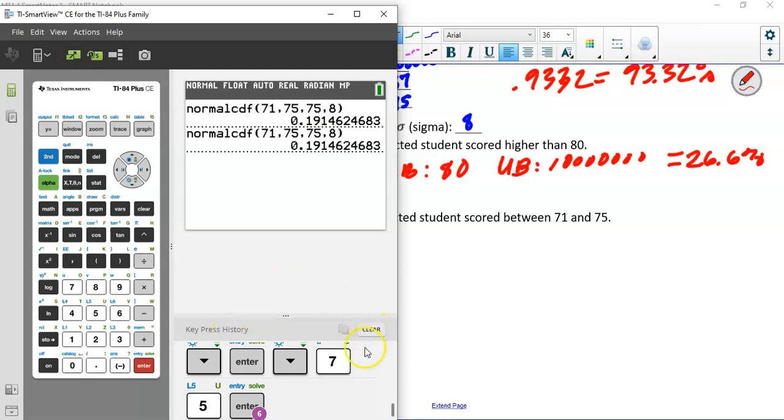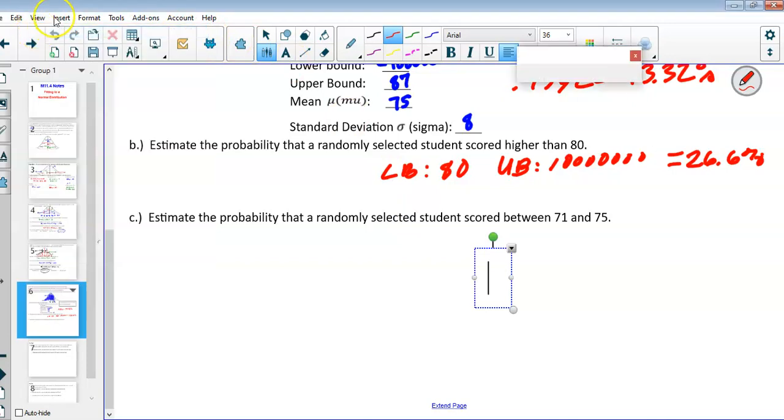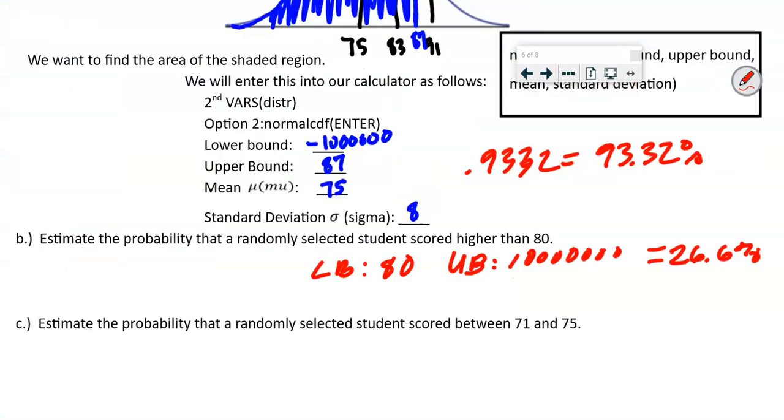And yep, it's 19.15%. Okay? So we're going to go back here. Full screen. So this answer was 0.1915, which is equal to 19.15%.